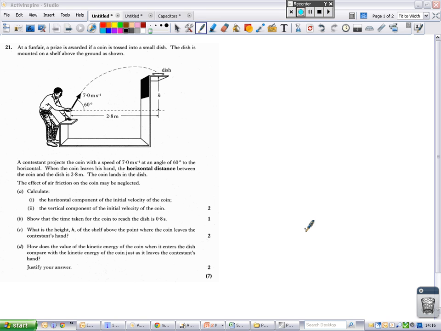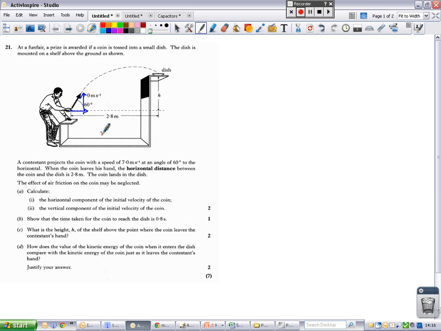So this is the 2000 Higher paper, question 21. It's a projectile style question again. Somebody's flipping a coin into a dish at a certain height, at 7 meters per second at an angle of 60 degrees. As with all these types of questions, you can resolve that into its horizontal and vertical components of motion. That's your first question there.